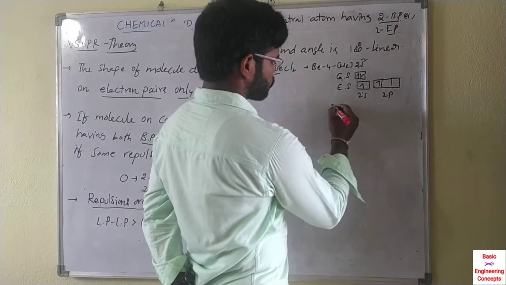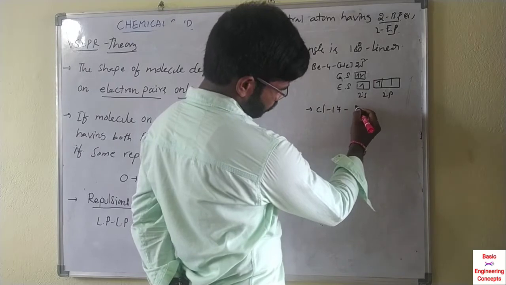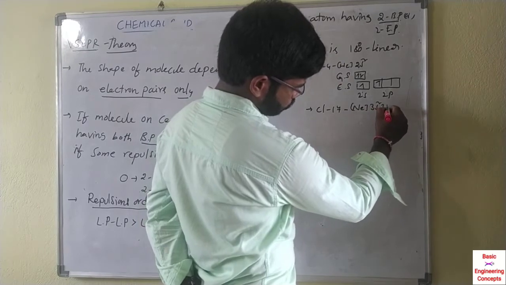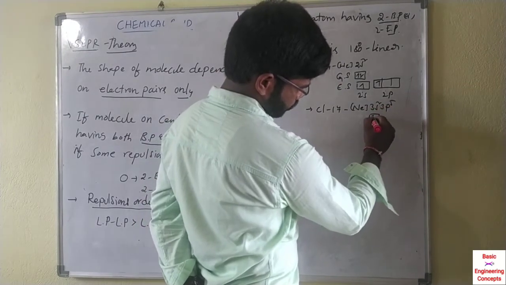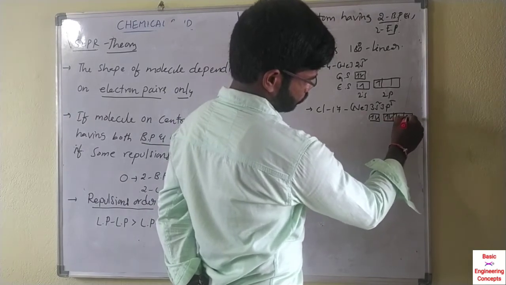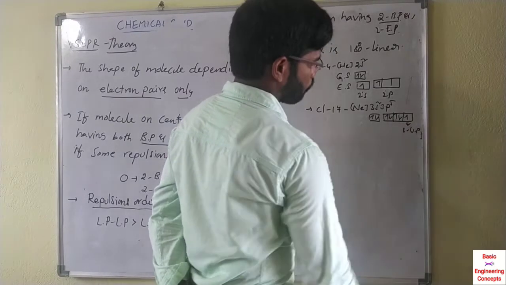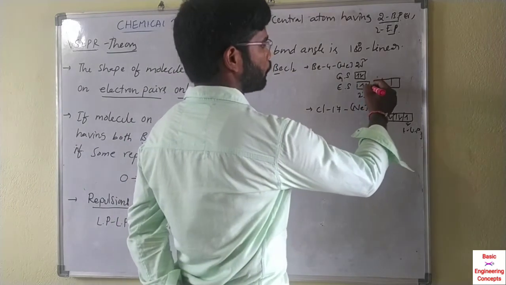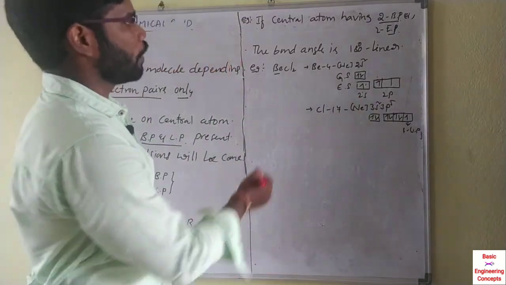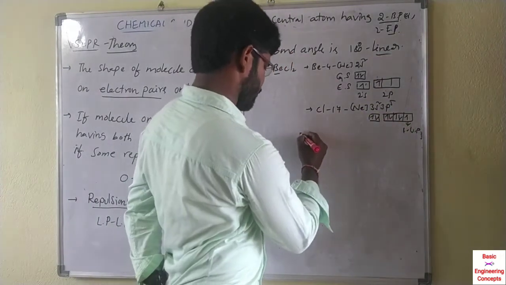Then chlorine, atomic number 17. Its outermost electronic configuration is neon 3s2 3p5. In this, 2 electrons, and in this 5 electrons. So there is only one unpaired electron for bonding. Here the central atom has 2 bond pairs, so the bond angle will be 180 degrees. The structure will be linear. For example, BeCl2.